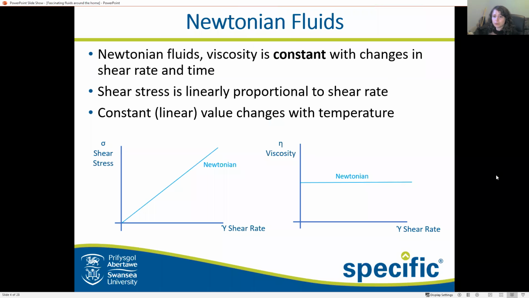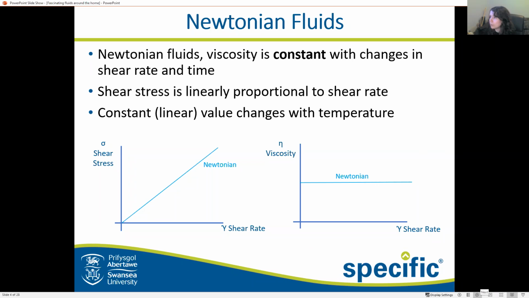So most fluids you may have come across before in science will typically be Newtonian, as these are relatively simple fluids. So Newtonian is constant in terms of its viscosity with changes in both shear rate and time. So a typical one is water, as it doesn't matter how quickly you stir it or how long you stir it for, it's going to flow at the exact same rate, as you can see on this graph here, with the shear stress and shear rate producing a linear relationship, which means that no matter how fast I stir it, it's going to have the exact same value.